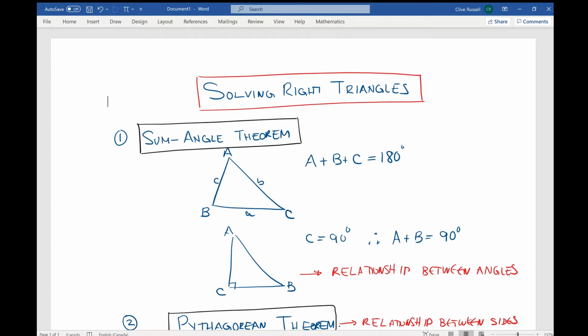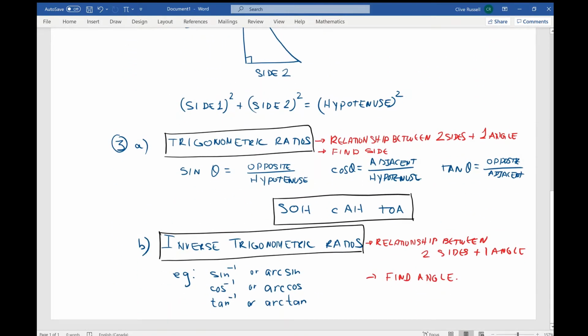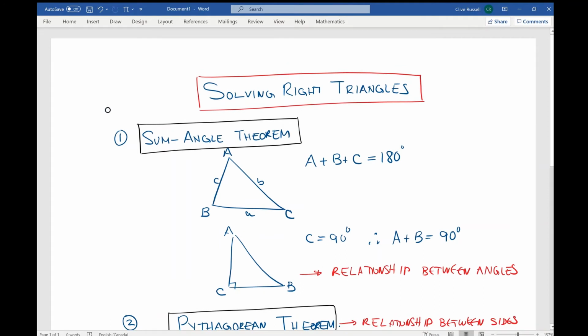So you need to know two things, either a side and an angle, two sides, or two angles, and you could do some solving. Now there are actually just about three things, you could call it four if you want, but three things really that you need to know. We sometimes call them tools. So you need to have three tools in your toolbox to be able to solve right triangles.